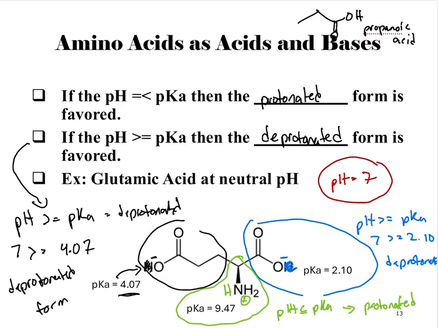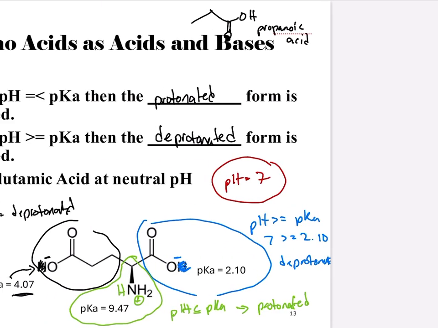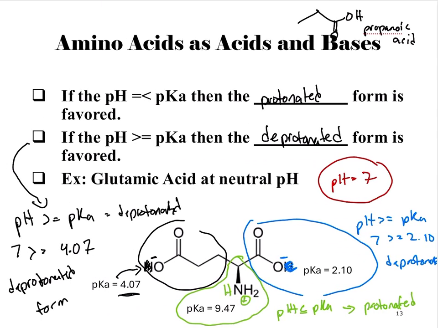Right? So you're just looking at each of these and then determining the correct ionic form of the amino acid based off the pH of the solution. So that's what affects you. And so why is that important?